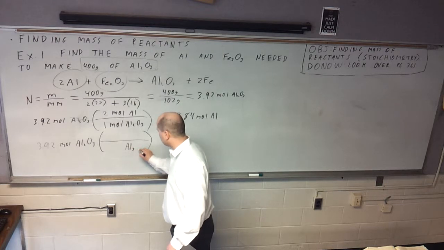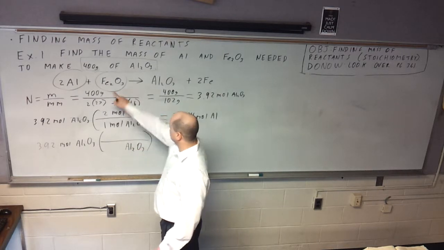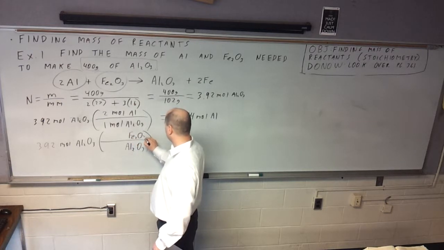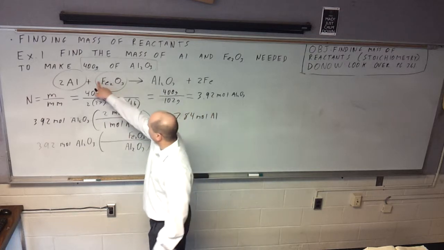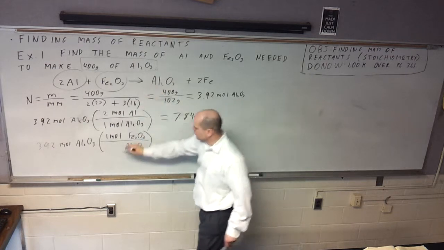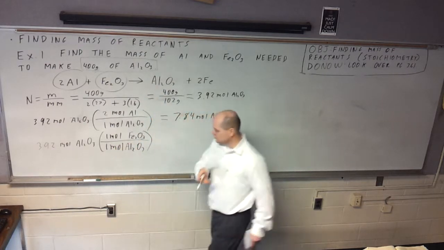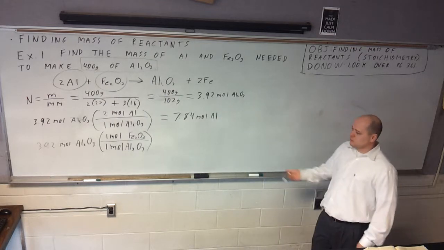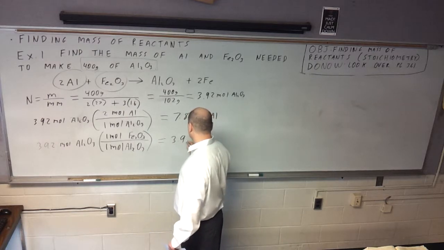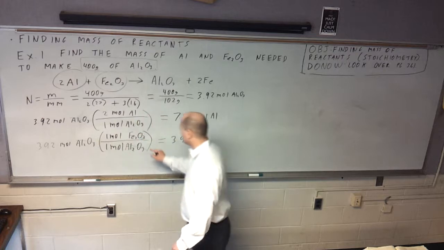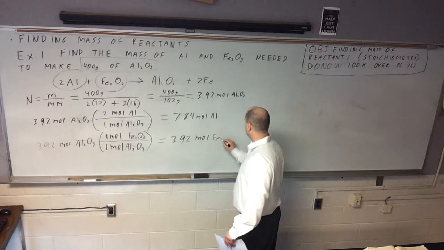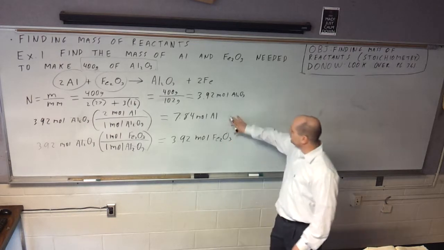This always goes in the bottom, right? The bottom never changes. And Fe2O3 goes up top. And so this has nothing in front of it, so that's 1 mole. And this has nothing in front of it, so that's also 1 mole. So 1 over 1 is obviously 1. So 3.92 times 1 is 3.92 moles of iron 3 oxide, Fe2O3. Okay, so we found number of moles of both of these.